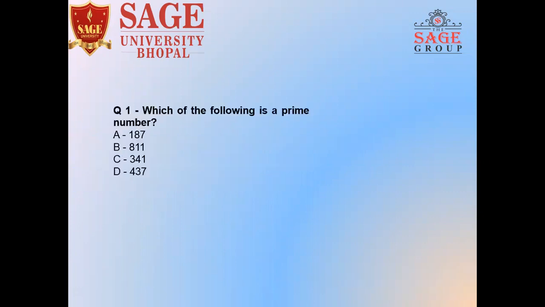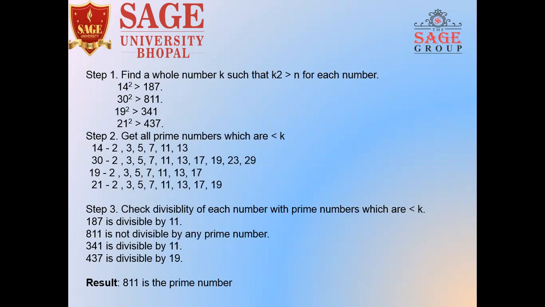Question number 1. Which of the following is a prime number? Options: 187, 811, 341, 437. How can we find which of the four given numbers is prime or not? So these are the steps. The options are 187, 811, 341 and 437.